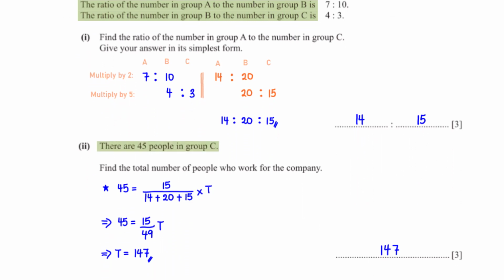There are 45 people in group C. Find the total number of people who work for the company. The number of people in group C, which is 45, is equal to the ratio share for the people in group C, which is 15, divided by the total ratio, which is 14 plus 20 plus 15, times the total number of people. 14 plus 20 plus 15 is 49. When we make T the subject, we get 147.